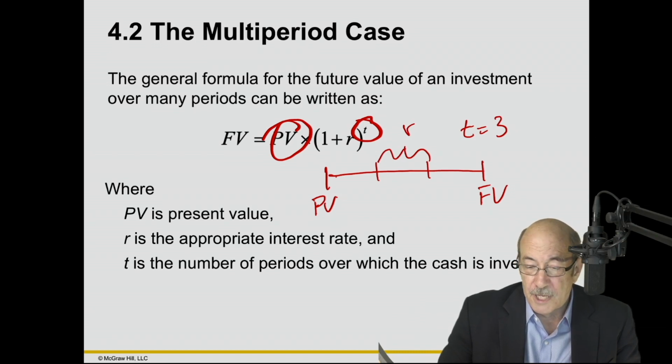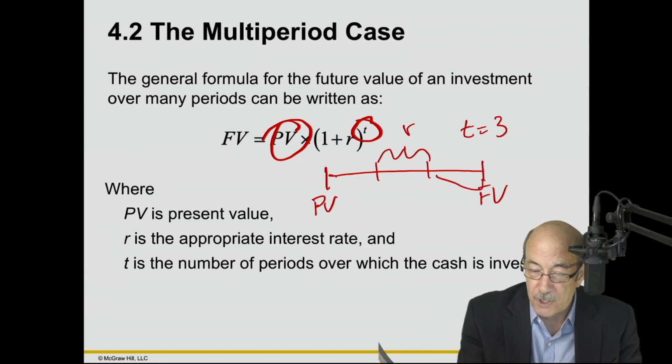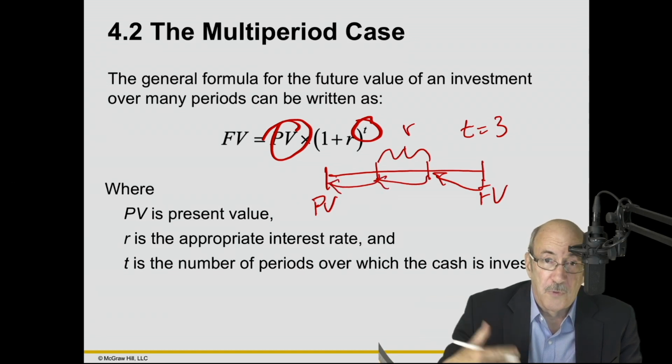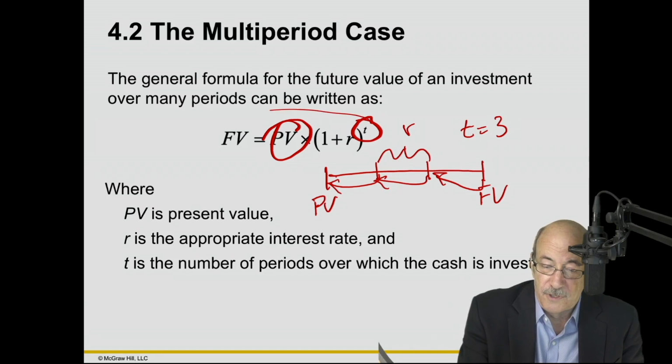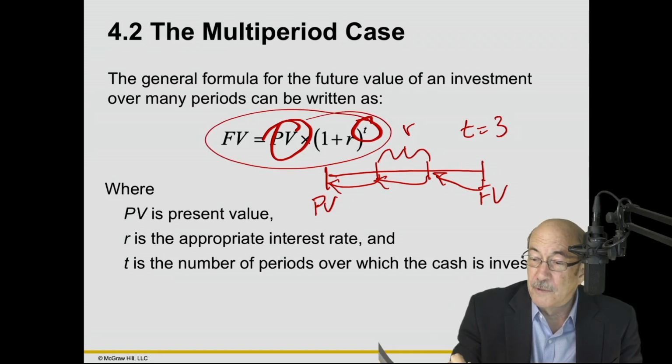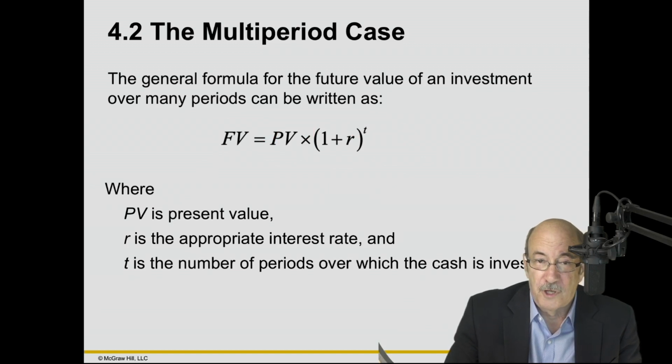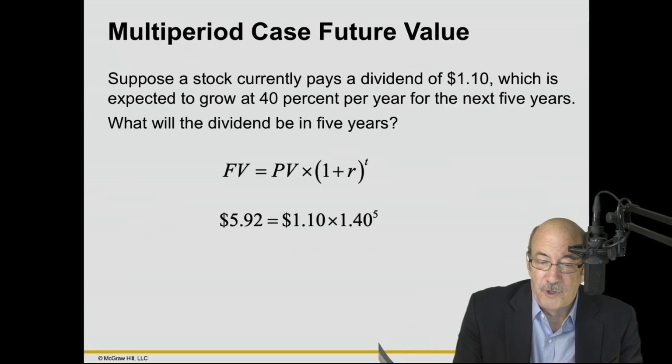So again, it's very basic. We could just do this manually. We could take it back 1 period at R, and then another period at R, and another period at R. But we end up with the same thing if we use this handy dandy formula right here. Let me just clear that off so that you don't have to see it with all my scratch on there. All right, so that's what we do for a multi-period case.